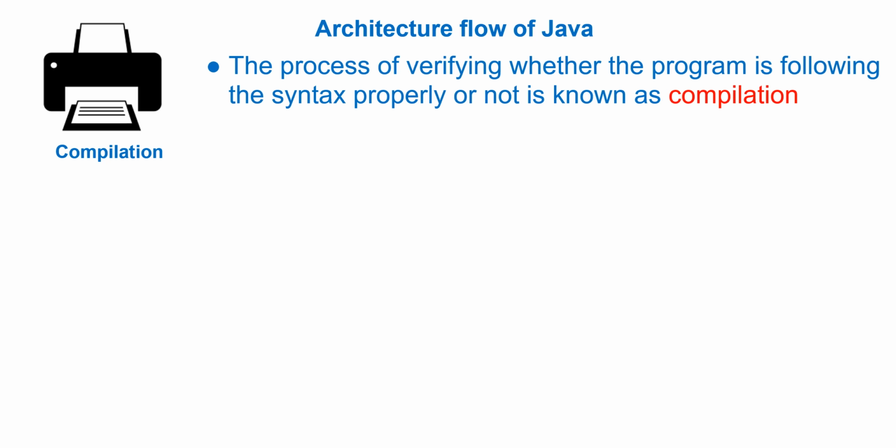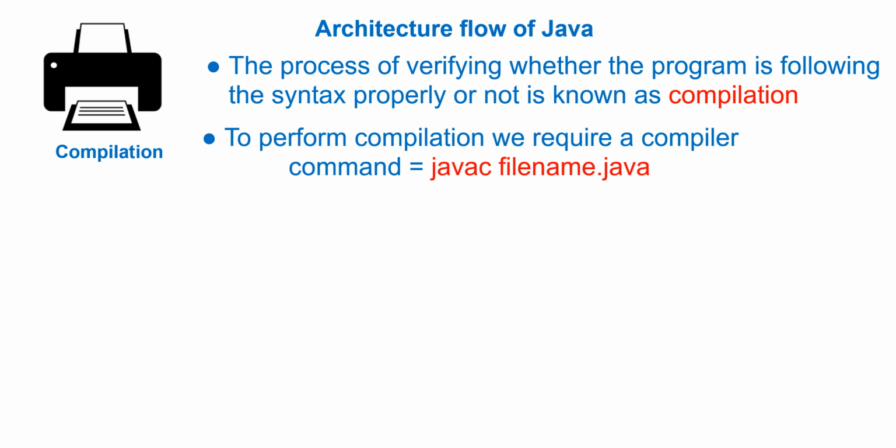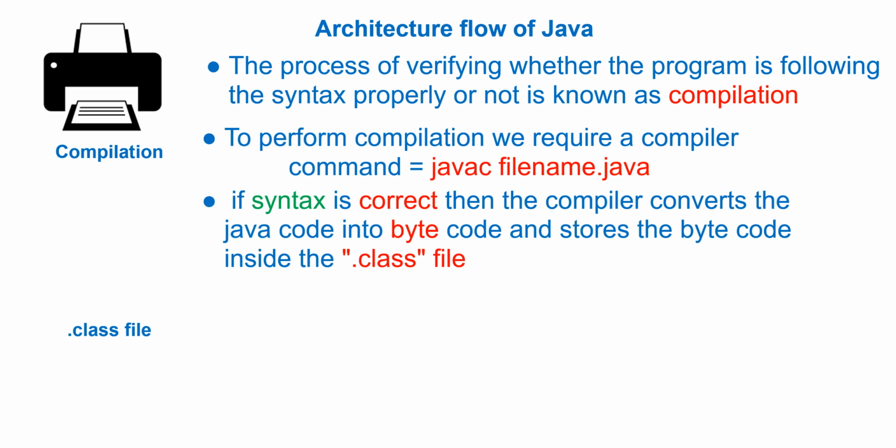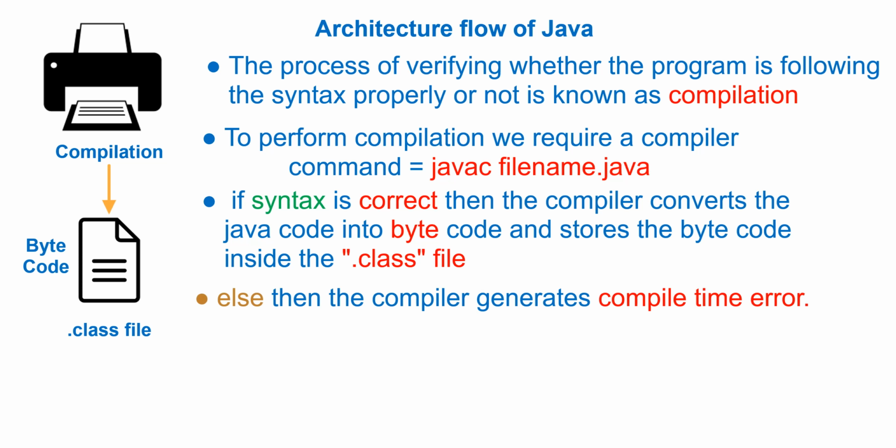Now, coming to the compilation part, the process of verifying whether the program is following the syntax properly or not is what we call compilation. In order to perform compilation, we require a compiler command called javac space filename.java. The meaning of this command is nothing but Java compiler filename.java. If the syntax is correct, then the compiler converts the Java code into bytecode and stores the bytecode in the .class file. If the syntax is not followed properly, then the compiler generates an error called compile time error.